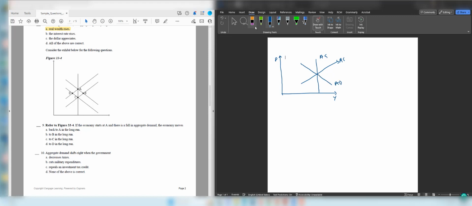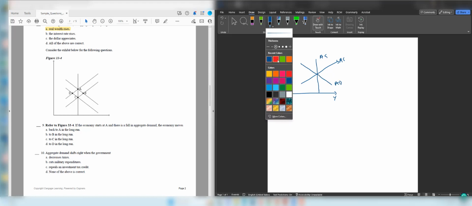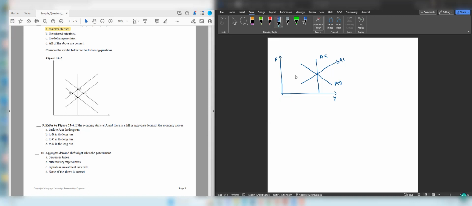So what happens in this economy? We know that the aggregate demand curve falls, so the aggregate demand curve is going to shift here. This is the new aggregate demand curve, and now we are at point D. We were at A, now we are at D. So what is going to happen in this economy?